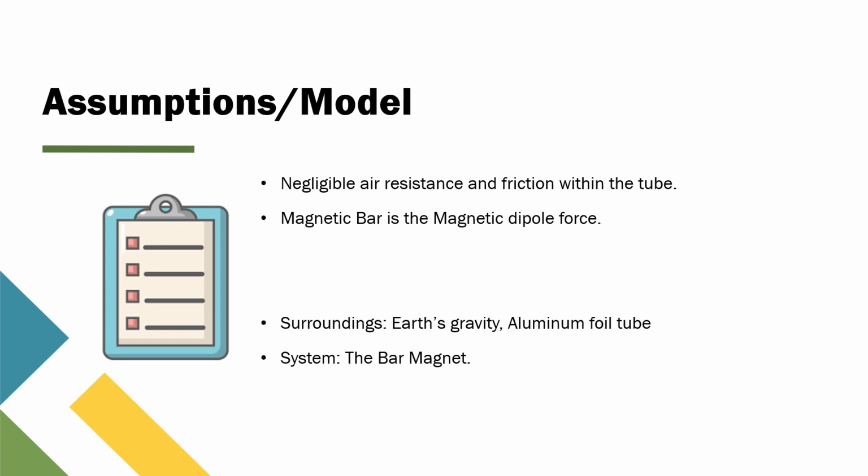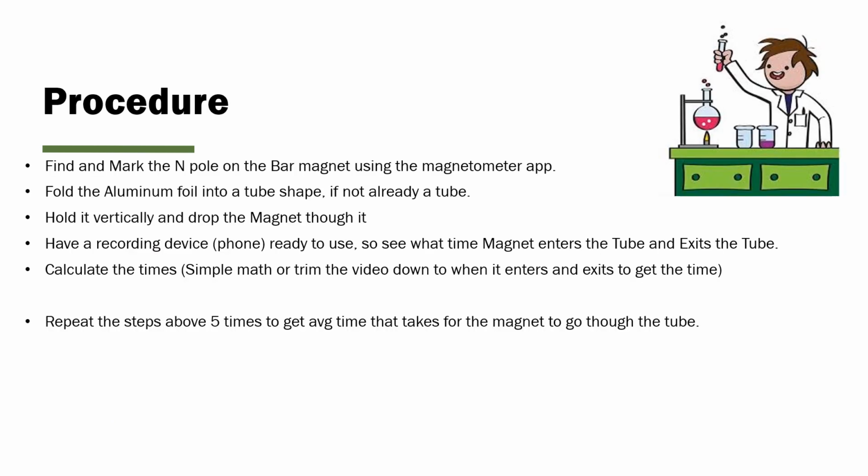So these are some assumptions and the model we're using for this experiment. We're neglecting any air resistance or friction within the tube, and the magnetic bar is the magnetic dipole within this experiment. The surroundings are Earth's gravity and the aluminum foil tube, and the system is the bar magnet. These are the procedures for the experiment.